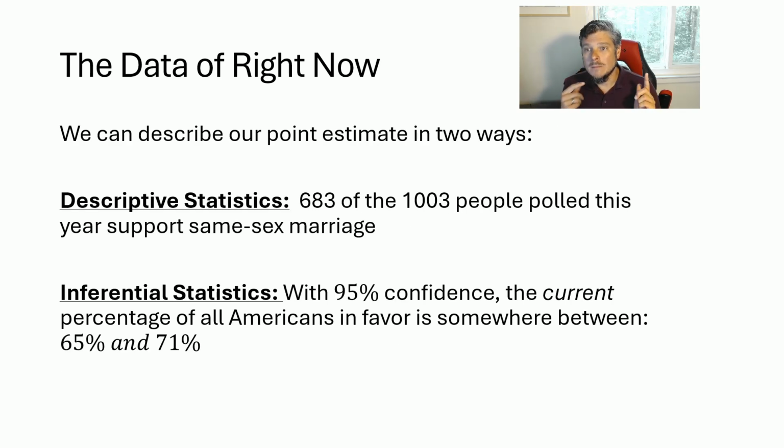Well, before we get to that, I just want to reiterate this difference. Descriptive statistics describes exactly what it is we have collected. 683 of the 1,003 people polled support same-sex marriage. Inferential statistics is when we include some wiggle room. We include a margin of error. We give ourselves a range of values that the true percentage, that true parameter, probably lies in. So now, how do I predict the future?